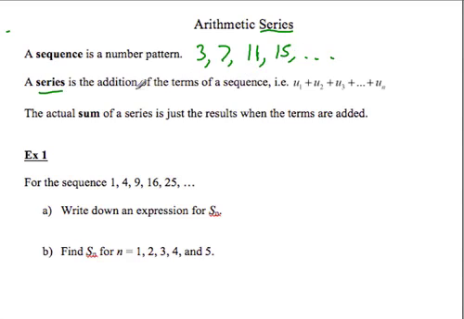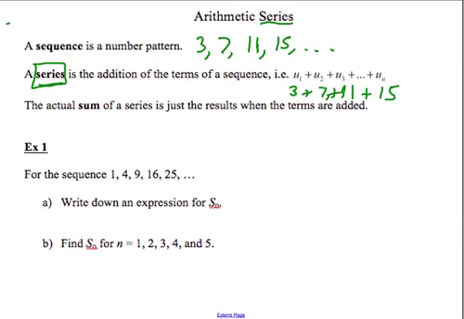A series is the addition of terms in a sequence. So if we have 3 plus 7 plus 11 plus 15, this is a series. So a series is the addition of the terms in a sequence. Okay, the actual sum of a series is just the result when the terms are added. So we're going to be adding sequences today.